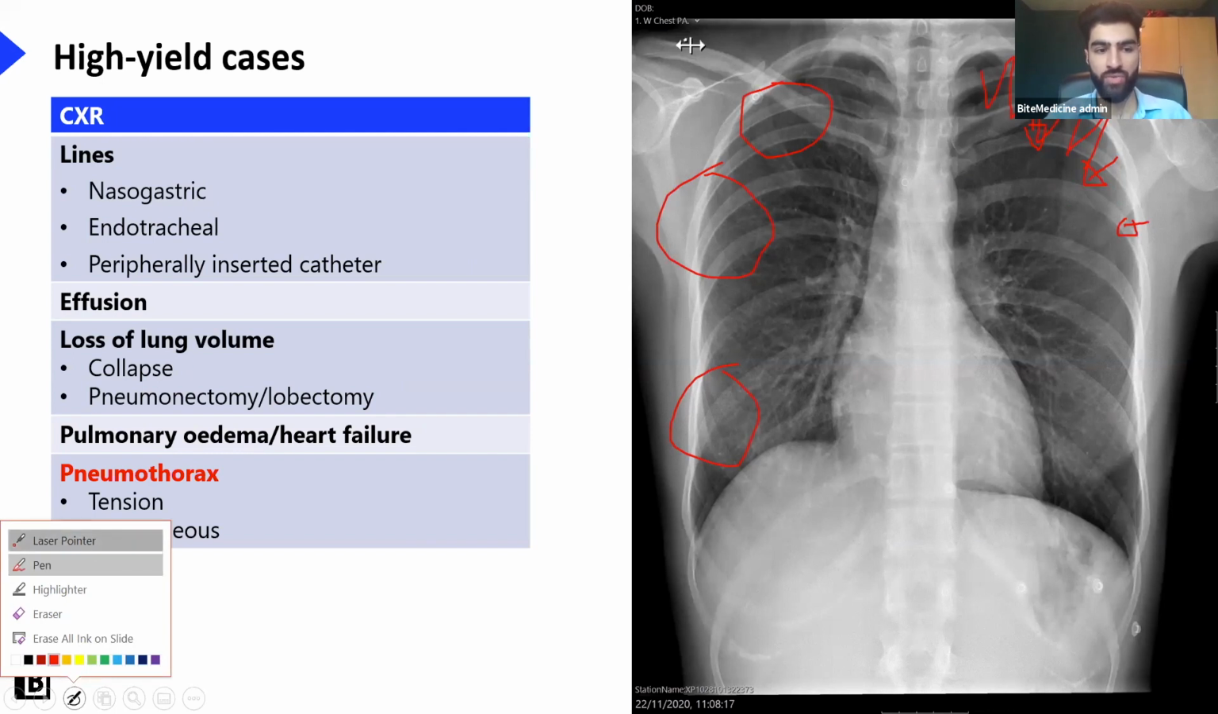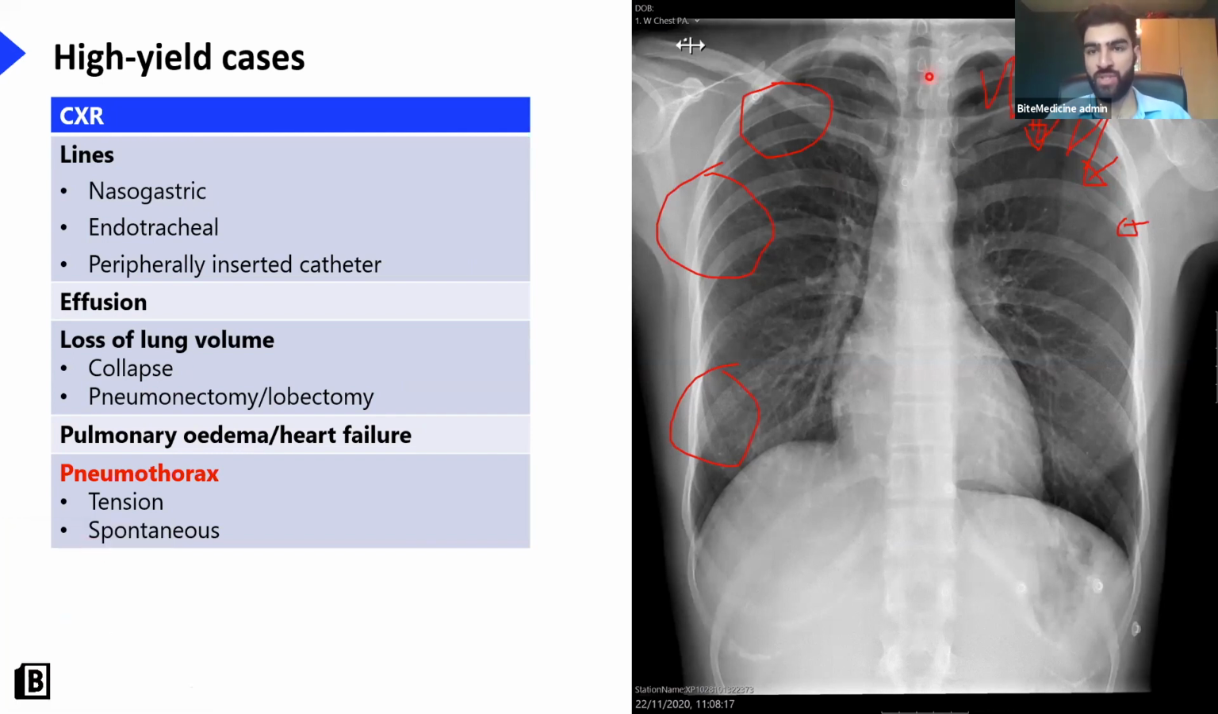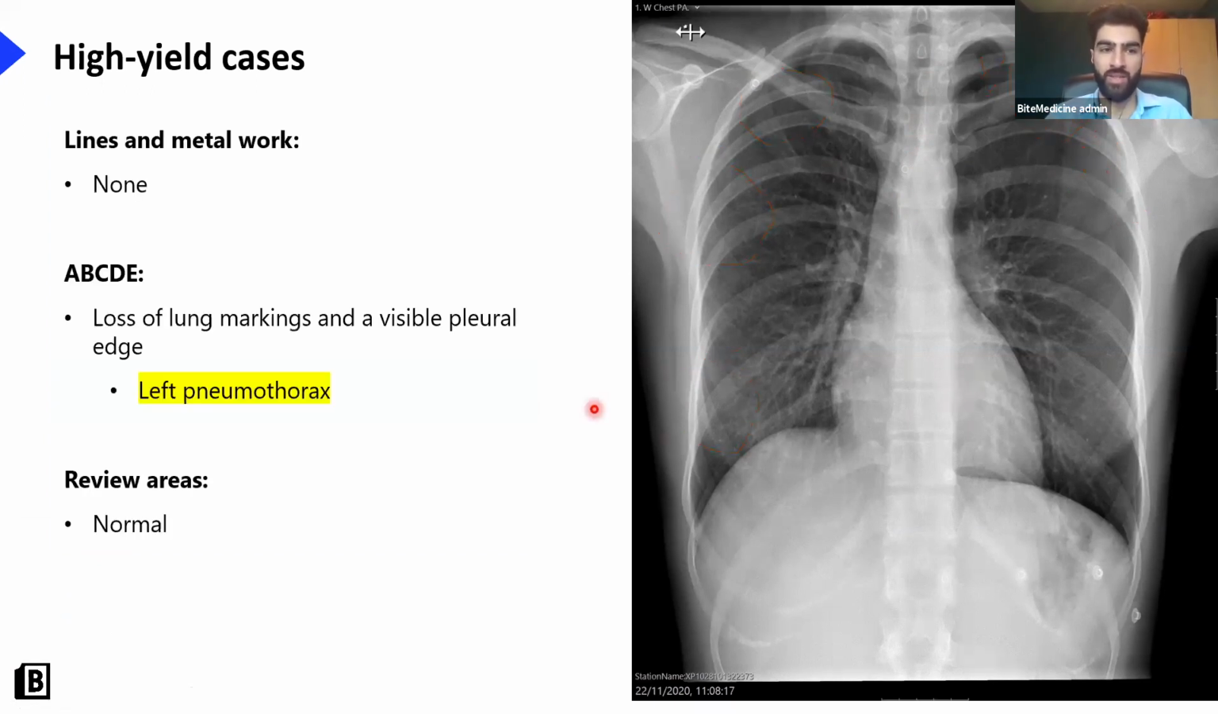The other thing you want to look for is tracheal shift or mediastinal shift, because if there is significant mediastinal shift, that suggests the patient has a tension pneumothorax. So loss of lung markings and visible pleural edge suggest a left pneumothorax. Always go through your systematic approach when presenting, but I'm just focusing on the key findings here.